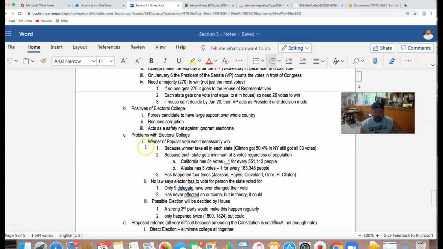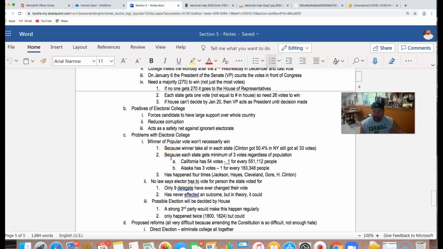Now, some people think that it's kind of unfair because Hillary, say she got 50.4% of the vote in New York, she still got all, this would be Bill Clinton actually, Bill Clinton got all 33 Electoral College votes. Is that fair? Well, that's the state of New York went that way, okay? So the Electoral College says that states have a say in the presidential elections, okay?